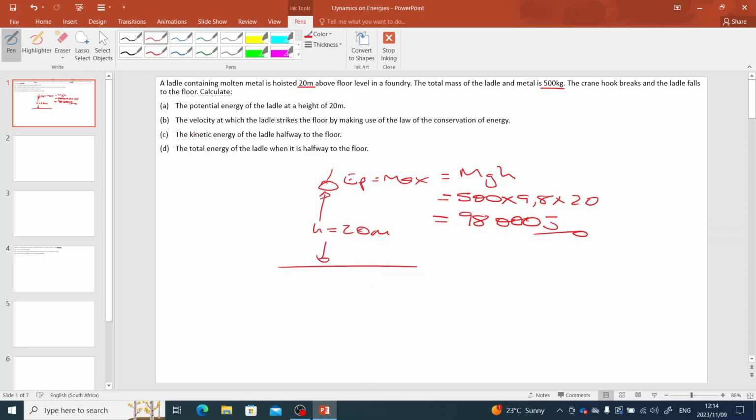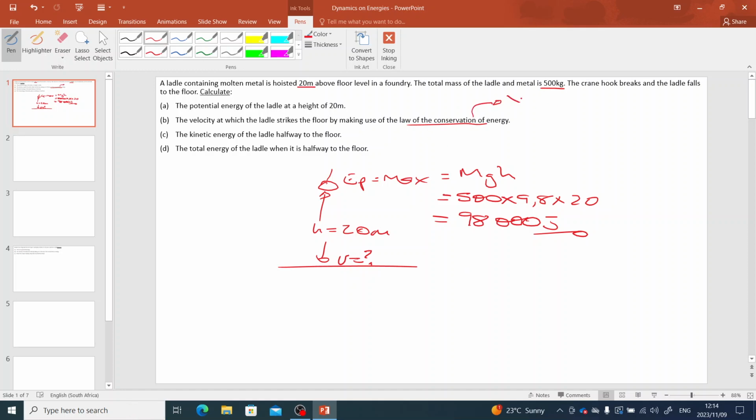Now, question number two, they want us to calculate the velocity at which the ladle strikes the floor by making use of the law of conservation of energy. This is where they want us to calculate V. We need to use the law of conservation of energy. What does the law of conservation of energy say?